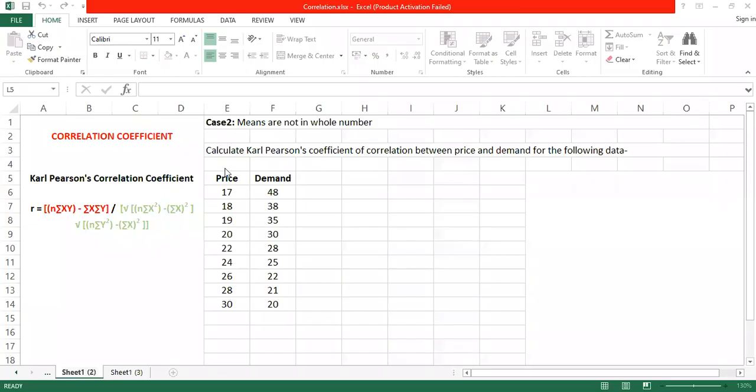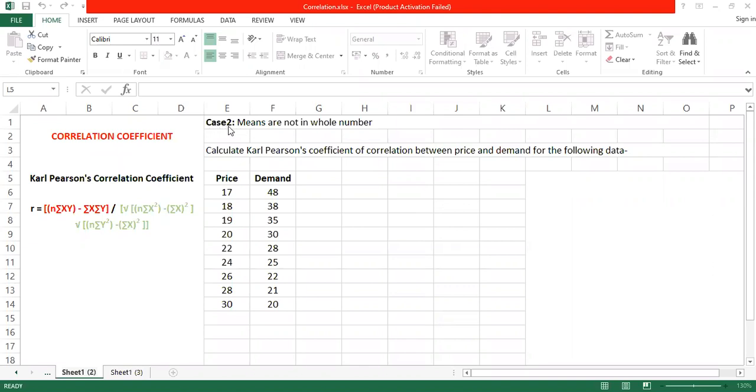Hi, today's session is on correlation coefficient. Precisely, we'll try to calculate Karl Pearson's coefficient for such a situation which belongs to case 2. Now, recall our earlier session on correlation coefficient.